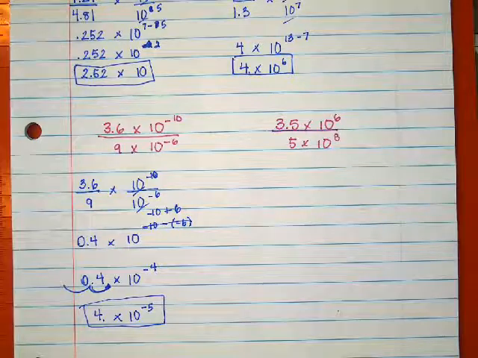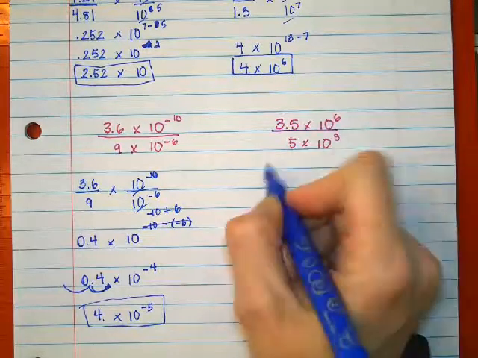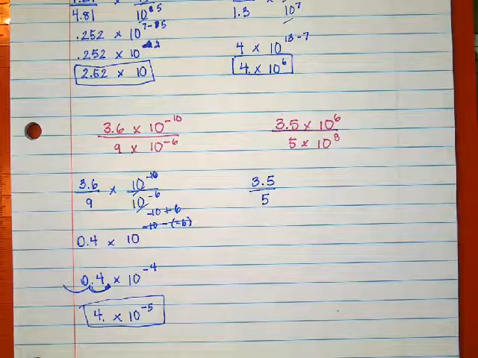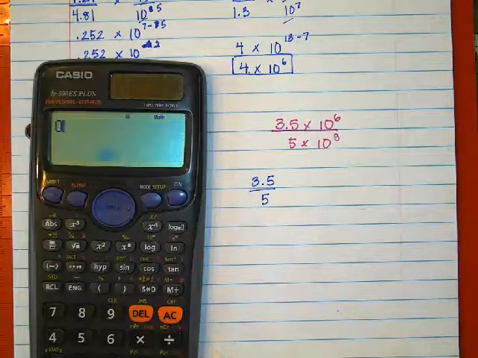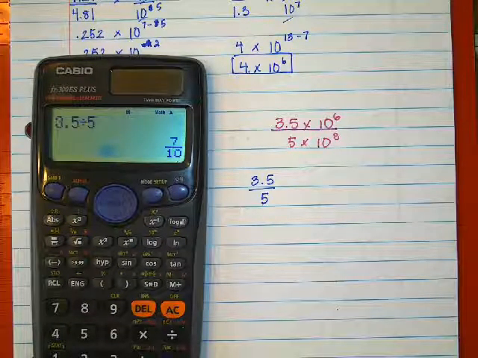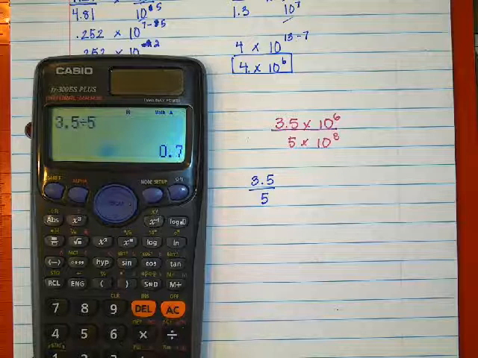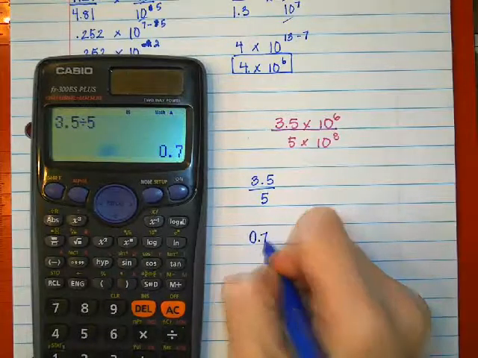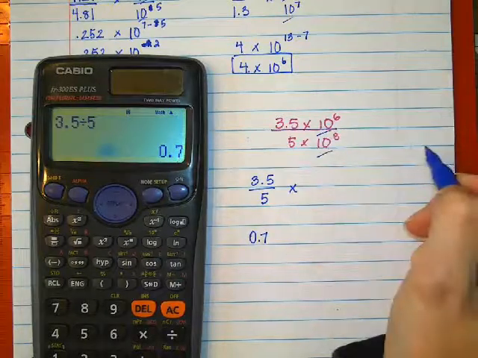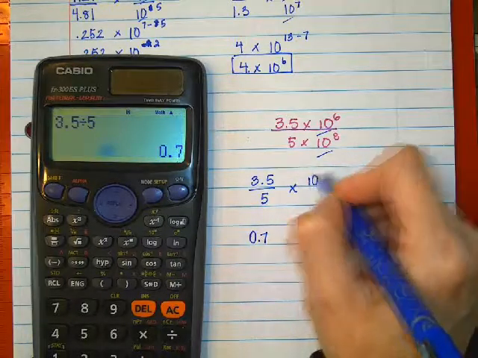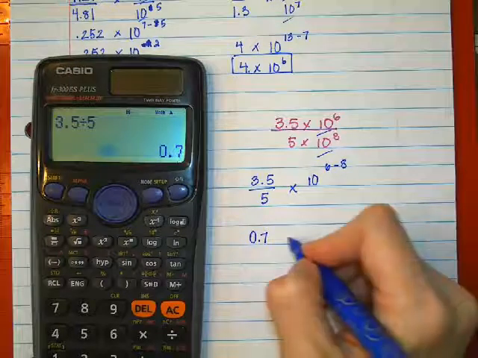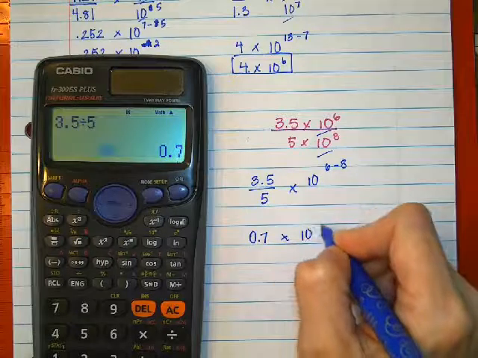Okay, so now we're going to move to our final one. So we take the two numbers, 3.5, and we're going to divide it by 5. Break out old Rusty Trusty. Clear this out, 3.5, I'm going to divide it by 5. I'm going to change it to a decimal, so 0.7. Bring down my times symbol. The bases on the back end are 10, so 10 to the top exponent, 6, minus the bottom exponent, which is 8. And 6 take away 8 is negative 2.